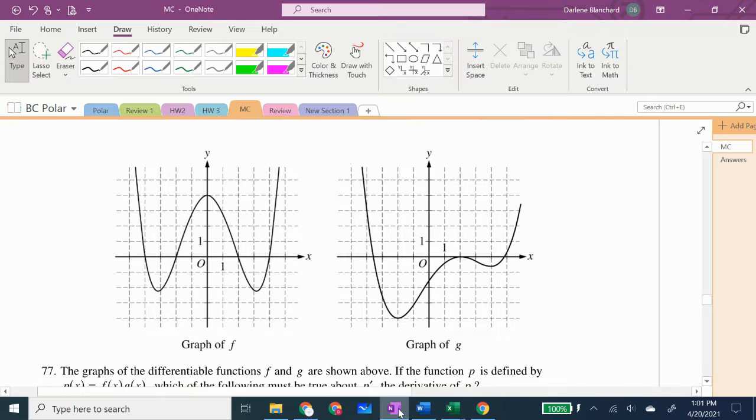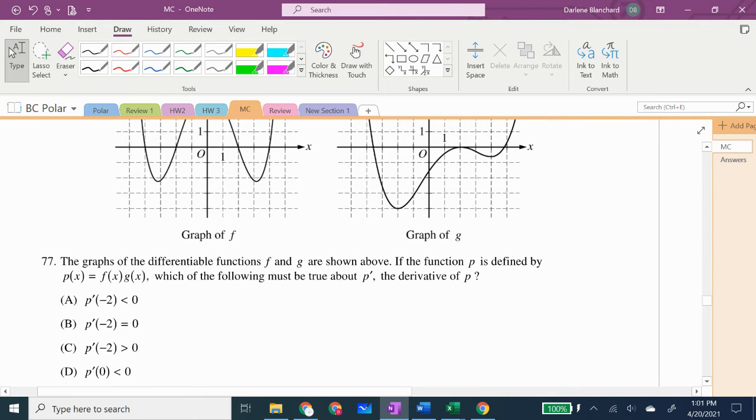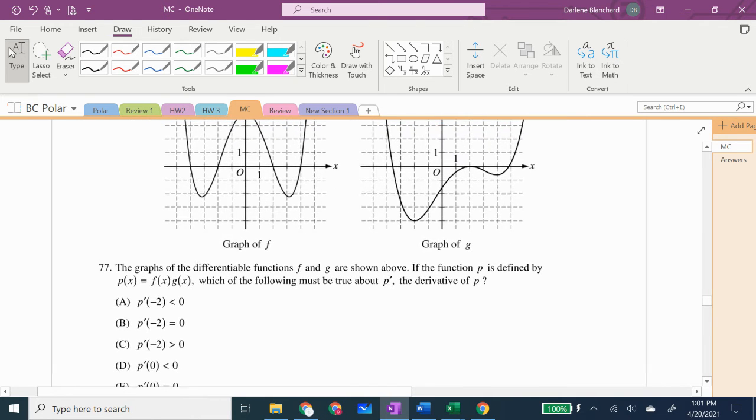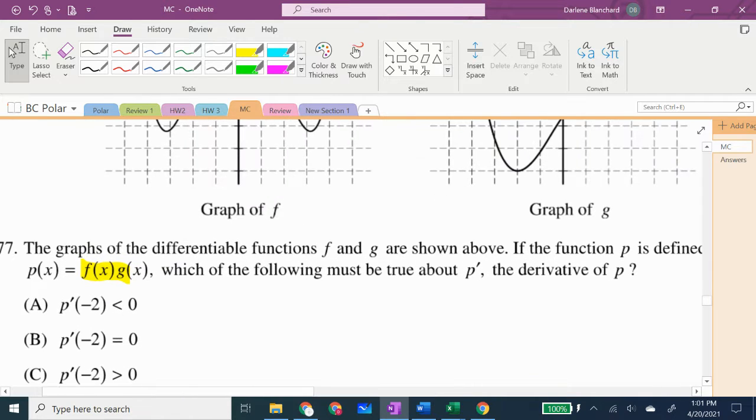77. For this, you are told that those are differentiable graphs. You've got a function p. P is the multiplication of the two. We want to know which of the following must be true about the derivative p prime. So to find p prime, I have to use the product rule. That's probably why they use the letter p.